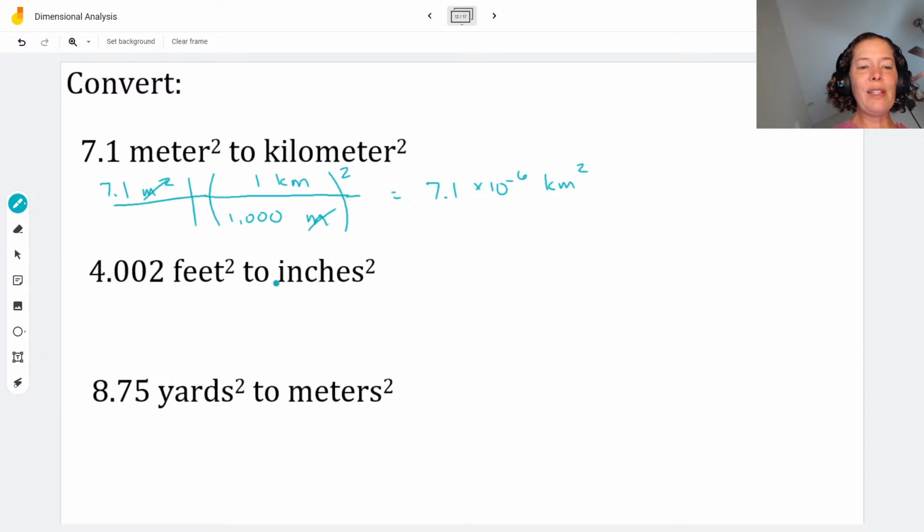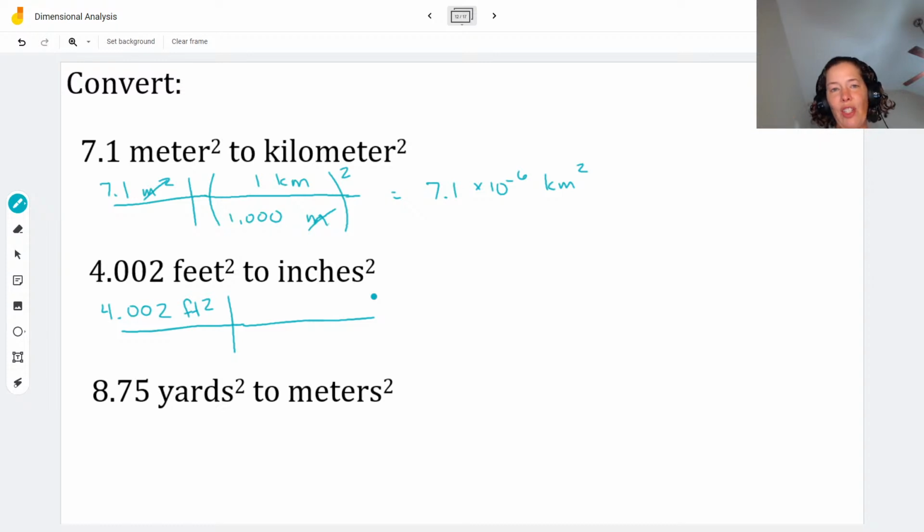So we're going from feet squared to inches squared. So we're going to tackle this in the same way. We're going to start with our 4.002 feet squared. And again, initially, I'm going to take out the squared and just think of this as feet to inches. I want my feet to cancel. My inches are going to be in the numerator. And of course, there are 12 inches in 1 foot. And now I put in my power, which is squared. And again, make sure you do 12 squared first before you multiply by your 4.002.